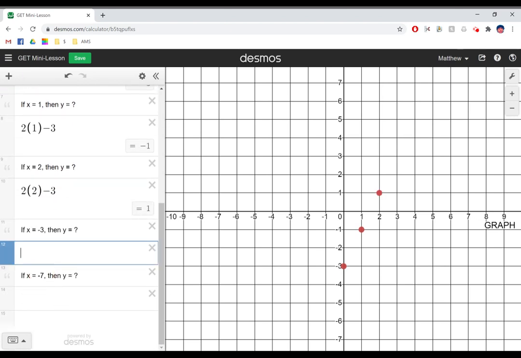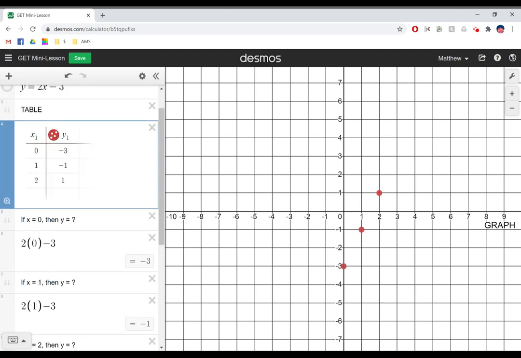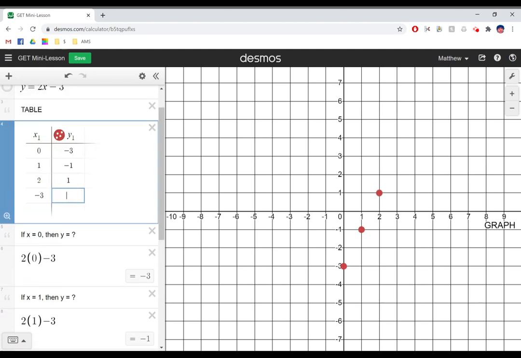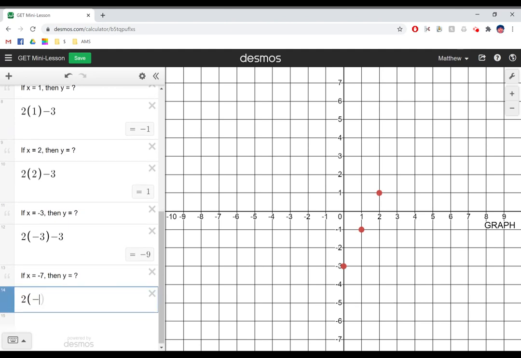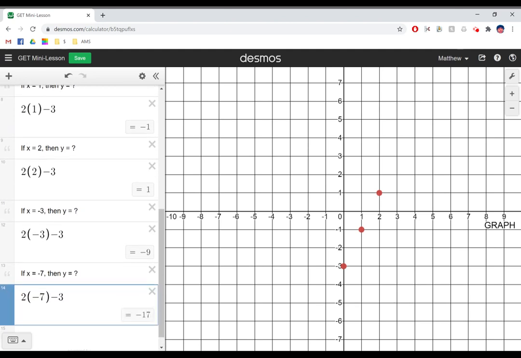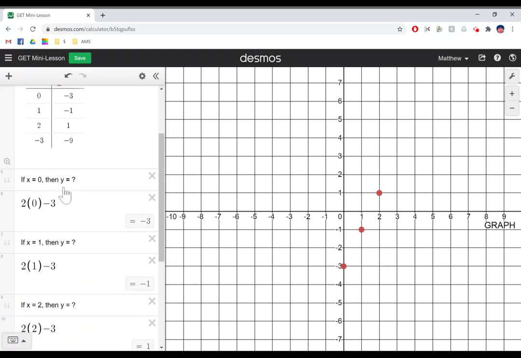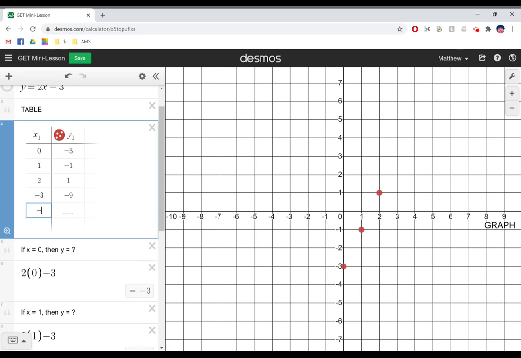Let's choose some more abstract numbers, some negatives. If x is equal to negative 3, it's still going to be 2 times x minus 3, so 2 times negative 3 minus 3. My y value is going to be negative 9. And last one, if x is negative 7, still 2 times negative 7 minus 3, I'm going to get negative 17 for my y value.